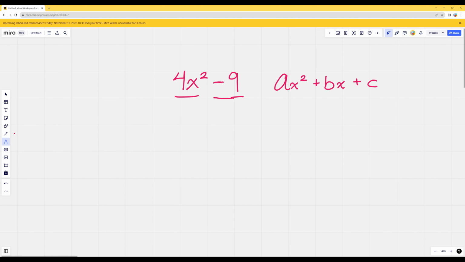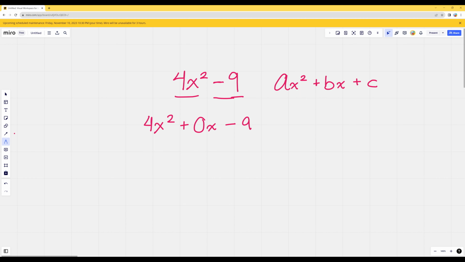So this is how we're going to rewrite our expression to have a middle term. We're going to bring down our first term, 4x squared, and then for our middle term, we're going to add 0x. That just cancels it out and doesn't do anything to the expression. And then we have our negative 9, which is our c term.